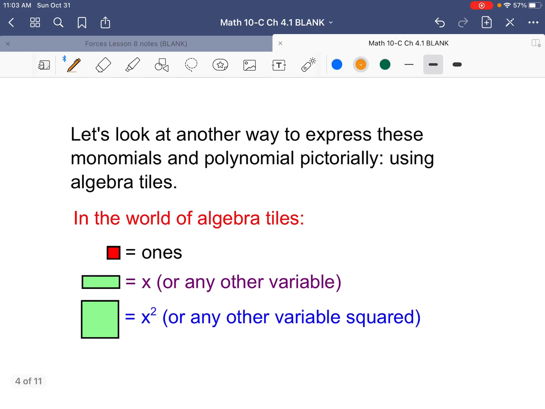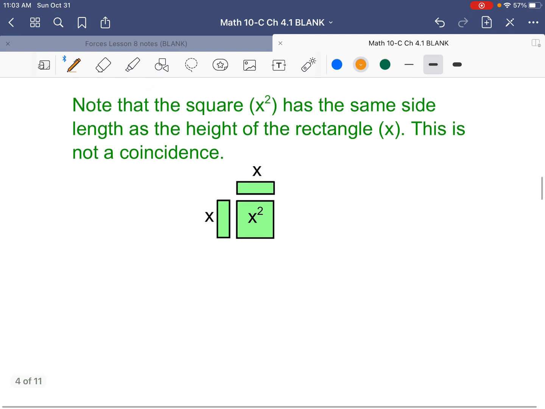Now, let's look at another way to express these monomials and polynomials pictorially, using algebra tiles. Now, in the world of algebra tiles, we have 1s, x's, and x squared, or any other variable squared. Notice we're calling it x's, but I call it y's, or z's, or a's, or b's, or whatever. Now, note that the square, or x squared tile, has the same side length as the height of the rectangle x. This is not a coincidence. This length is the same as this length, and this length is the same as this length. It's not a coincidence.